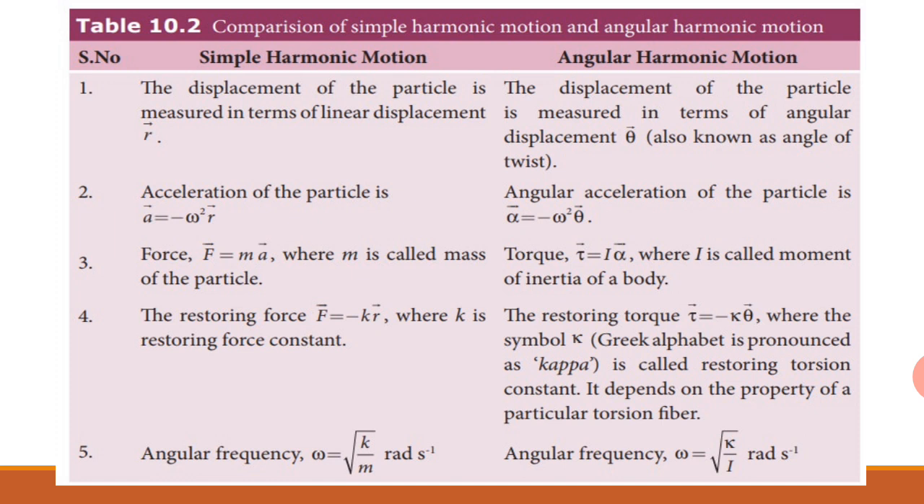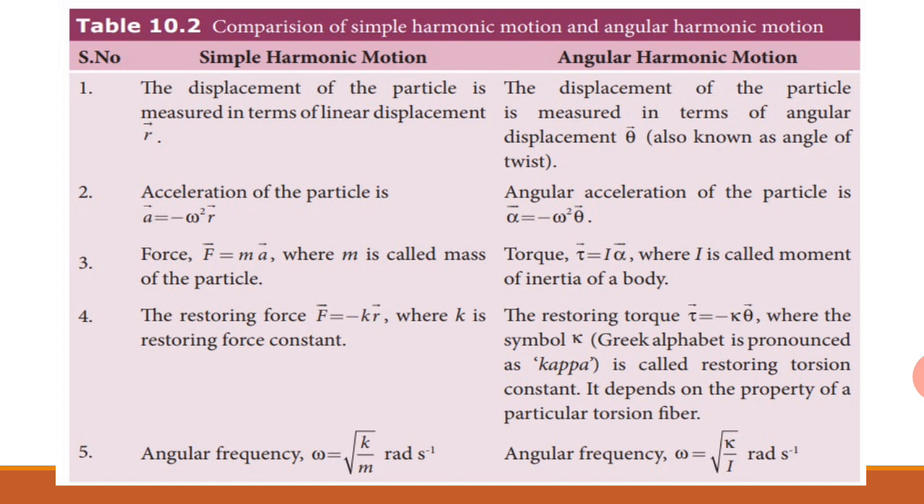Force is given here, and F is equal to mass into acceleration, and here tau is equal to I into acceleration. But this acceleration is angular acceleration, and I is inertia. So restoring force is responsible here, and here kappa is responsible. So this is not just a simple k, it is a Greek alphabet pronounced as kappa. It's called restoring torsion.